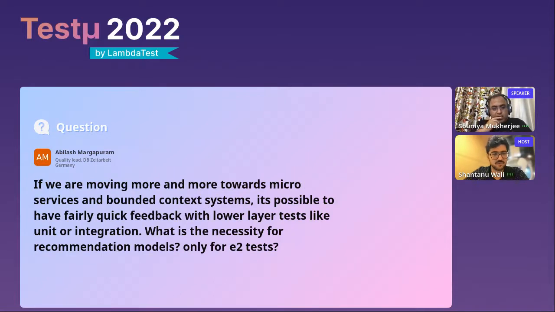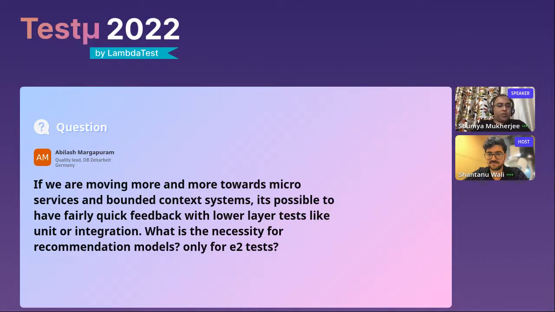If we are moving more and more towards microservices and bounded context systems, is it possible to have fairly quick feedback with lower layer tests like unit tests or integrations? What is the necessity for recommendation models? Only for E2E tests. Okay. Most of the time in my career, I've not seen people writing unit tests. This is a culture that has been in the industry for the last 4 or 5 years because everybody wants to test their code quicker and wants faster feedback. That is why all of these tests have been written. Obviously, unit testing is preferred.